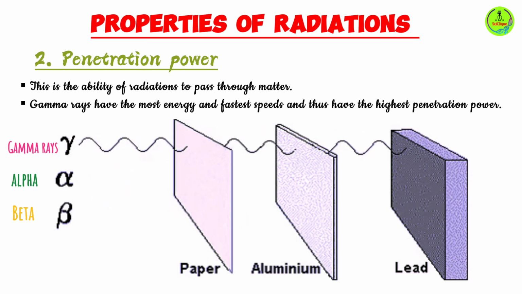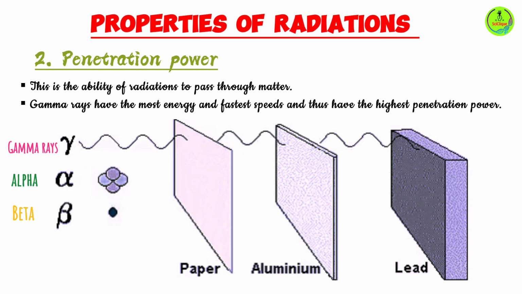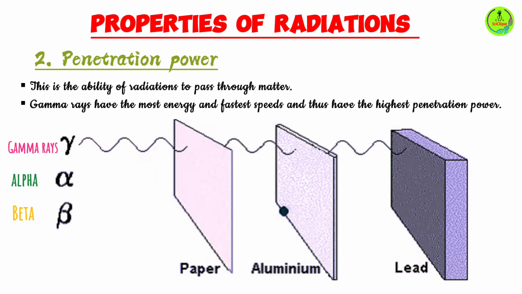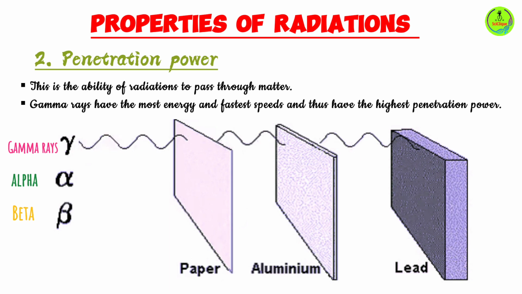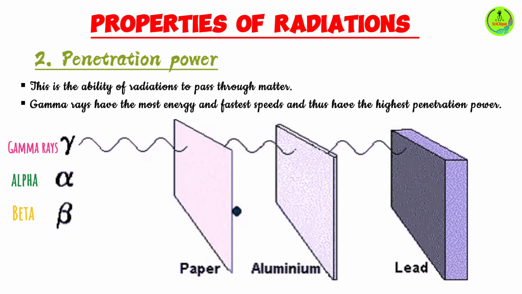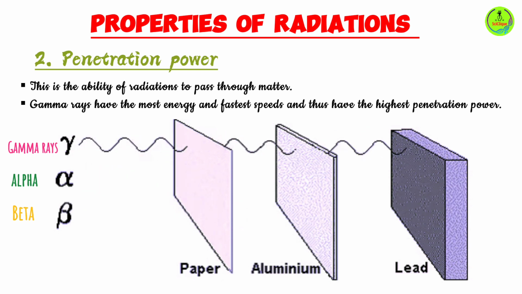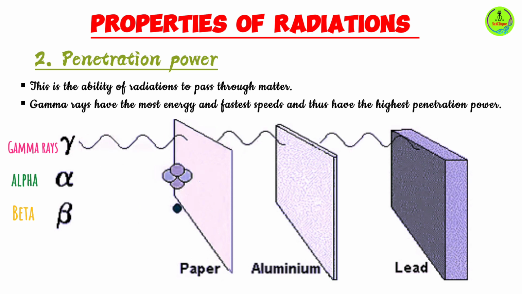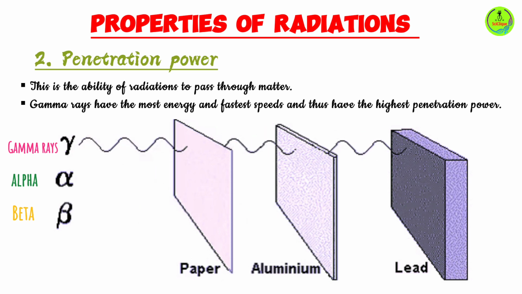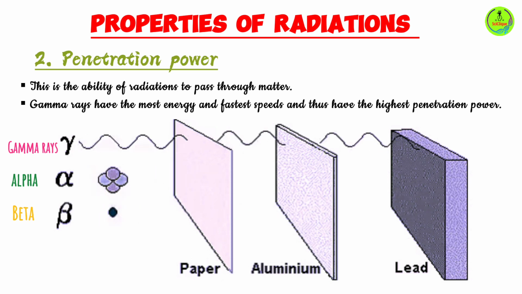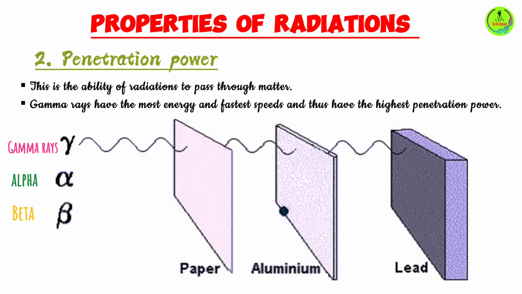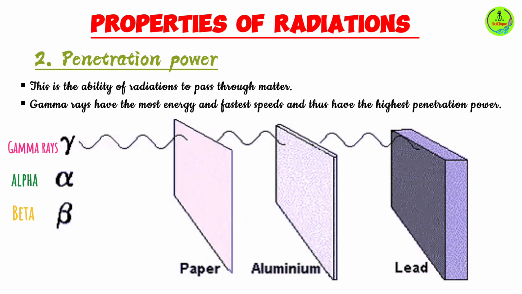The second is the beta particles. So the beta particles have an average penetration power, not as much as the gamma rays, but better than the alpha particles. So beta particles can pass through a thin sheet of paper, but will be stopped by an aluminium foil. Alpha particles, these are the ones that have the lowest penetration power and will be stopped by a sheet of paper. And the reason for this is because they have a heavier mass and therefore slower speeds.